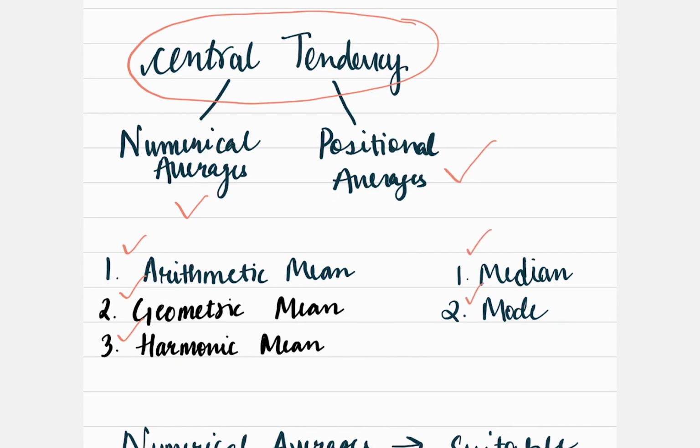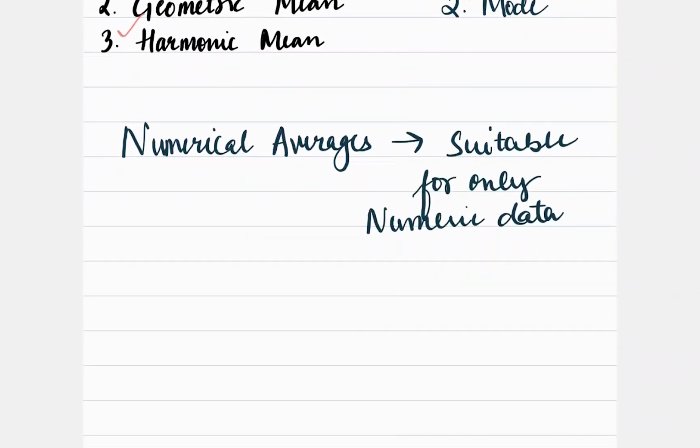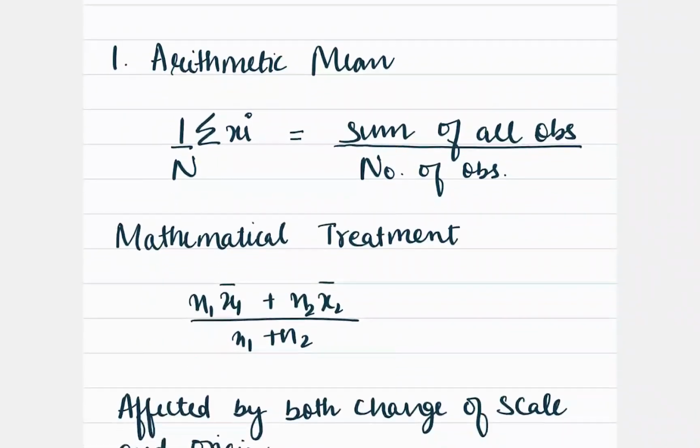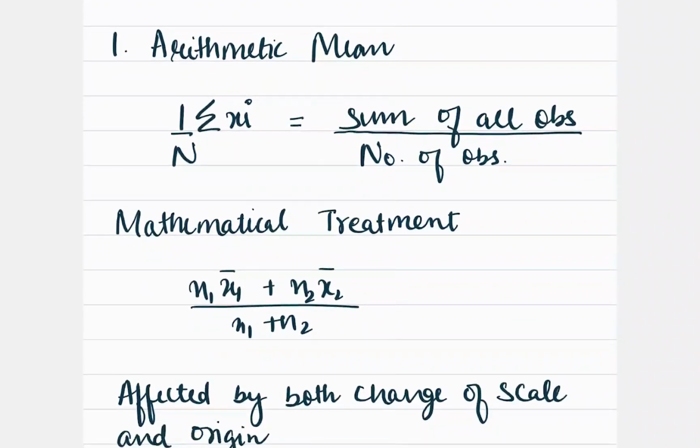As we go further, let's first understand what is a numerical average. A numerical average is particularly suitable for only numeric data. Let's focus on the very first one, which is arithmetic mean. Arithmetic mean is fairly simple. It is the sum of all observations divided by the number of observations.